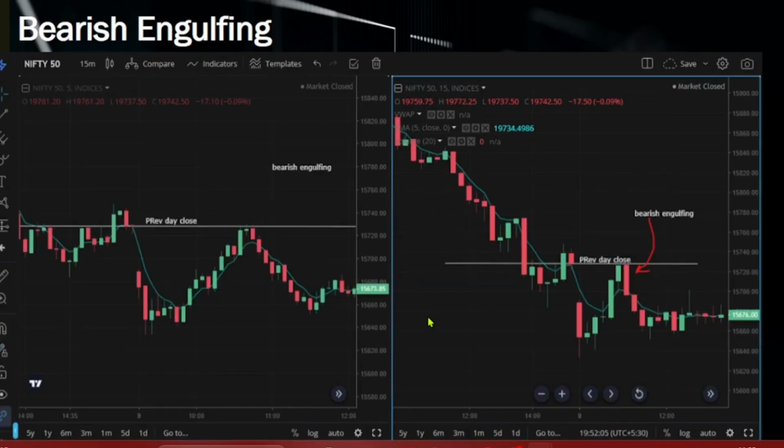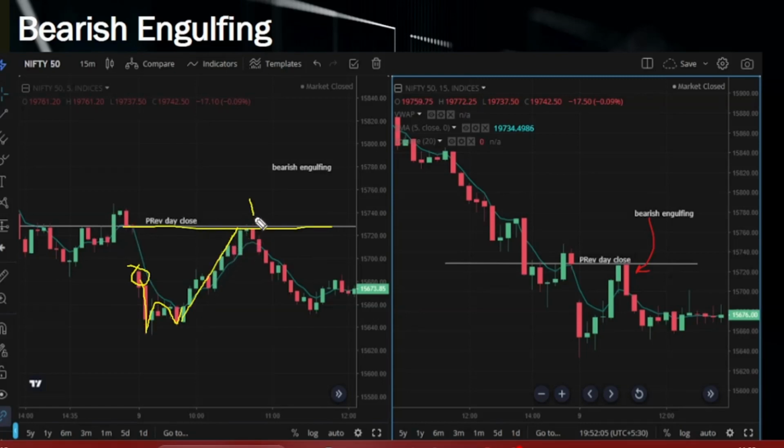So another very beautiful example we'll see. Market opened here. It started to come down, started to form some sort of support. It was a gap down, so we are waiting for the gap to fill, hence it is coming up. This is the previous day's close price.